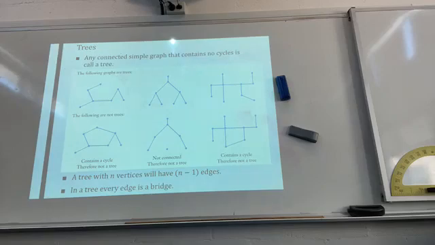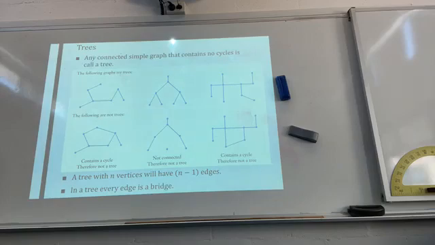Now, the next bit: all trees with n vertices will have n minus 1 edges. You should write that down and make a note of it. It's not in your formula sheet, and I've seen it in the exam before. In a tree, every edge is a bridge. So make sure that you know a tree with n vertices will have n minus 1 edges, and in a tree, every edge is a bridge.